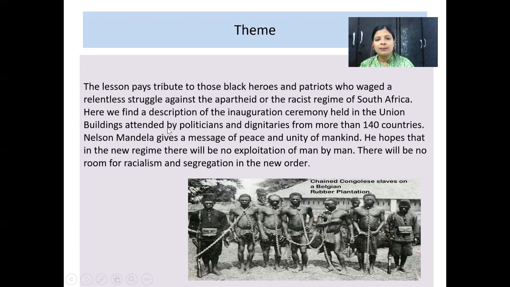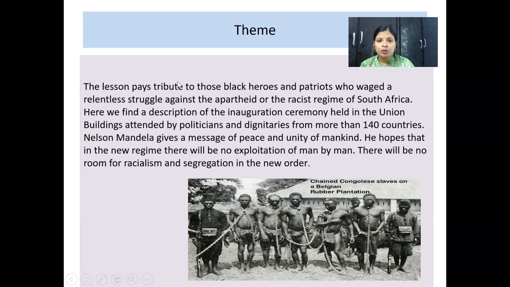Here we find a description of the inauguration ceremony held in the Union Buildings, attended by politicians and dignitaries from more than 140 countries. Nelson Mandela gives a message of peace and unity of mankind. He hopes that in the new regime, there will be no exploitation of man by man. There will be no room for racialism and segregation in the new order. So these are the main points that are covered in this entire lesson, children. So that is nothing but the theme.